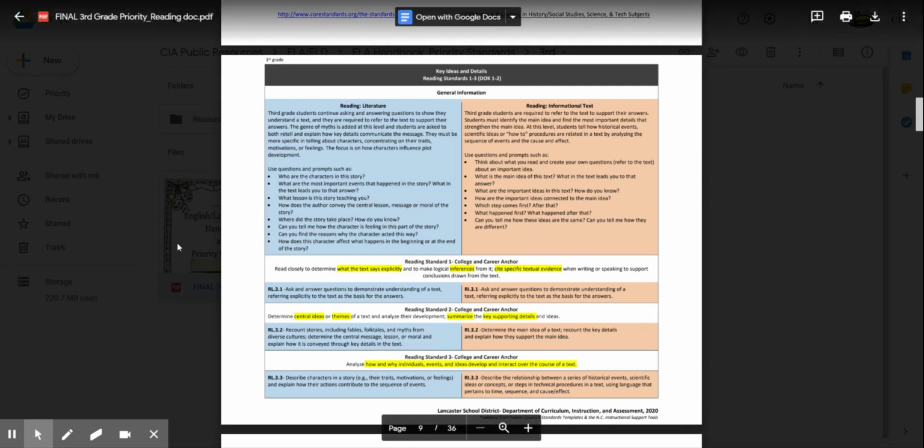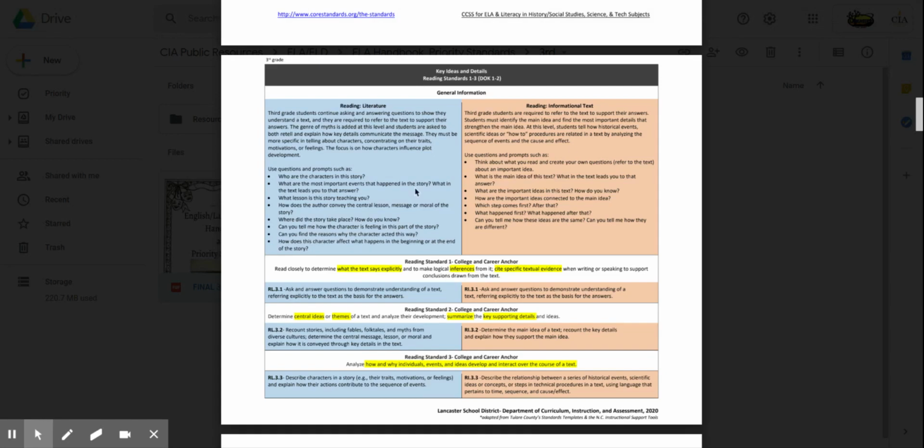Remember, our key ideas and details standards 1 through 3 are written at about a DOK 1 or 2. You are always able to increase the DOK there, but these standards really focus on information that is surface level, that doesn't require a ton of complex thought. And so therefore, we call these just the key ideas and details standards here, okay?